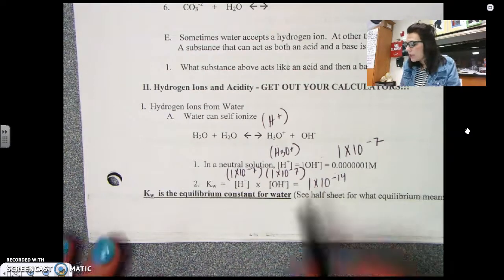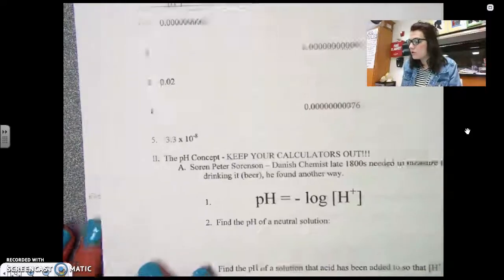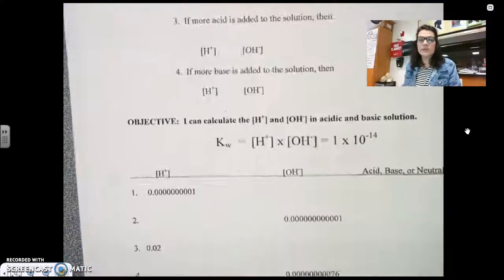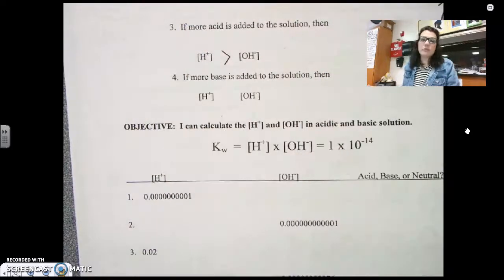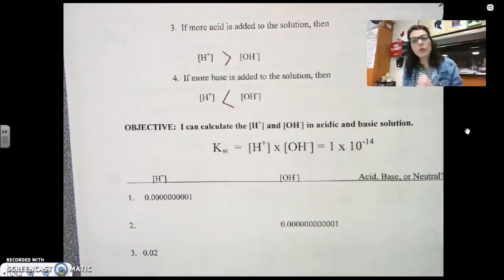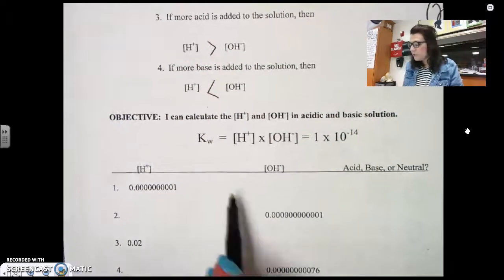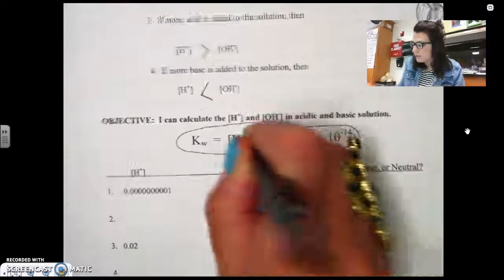Okay? So we can use this information to calculate concentrations of either H or OH, depending on which one we're given in our problem. Okay? So let's look at the next page. So here, this is saying, if there's more acid added to the solution, we increase the H plus concentration. Where if more base is added to the solution, then that means I have less H plus concentration and more OH concentration. Okay? So let's look here. We're going to calculate the opposite concentration by using this equation to do that.